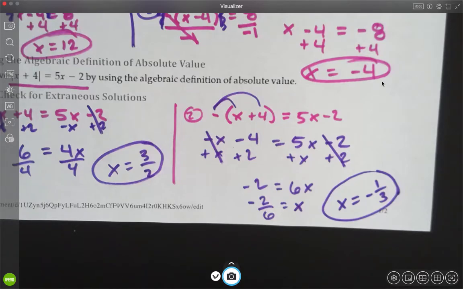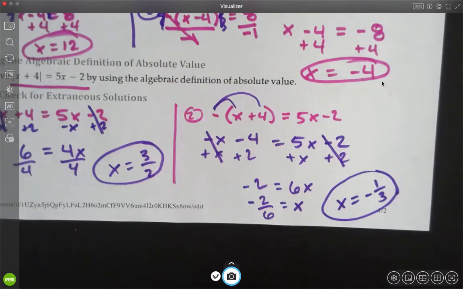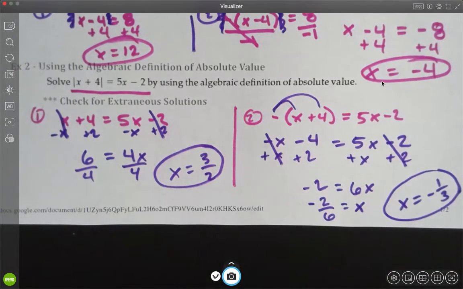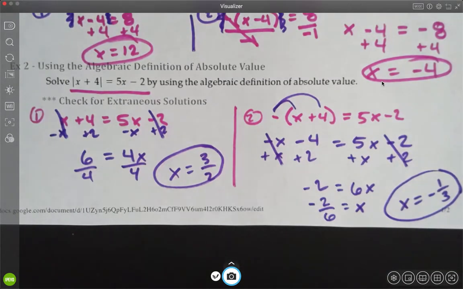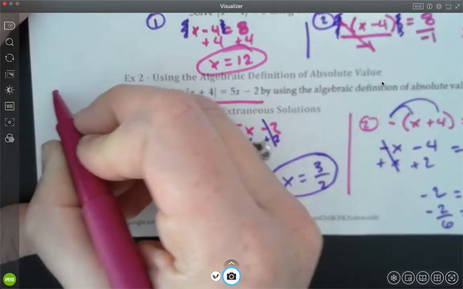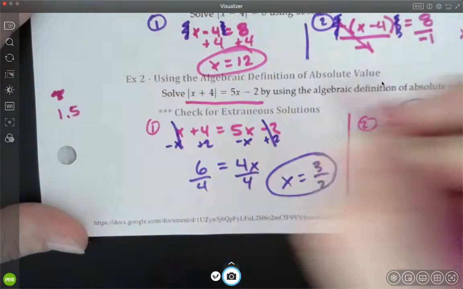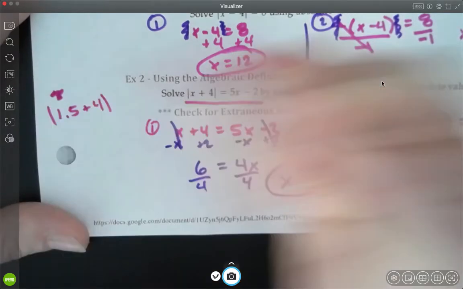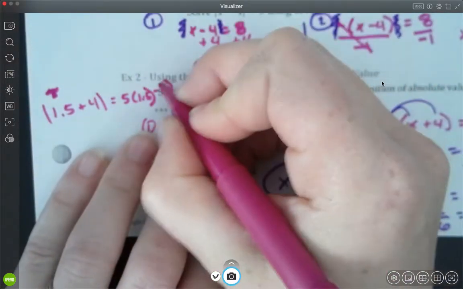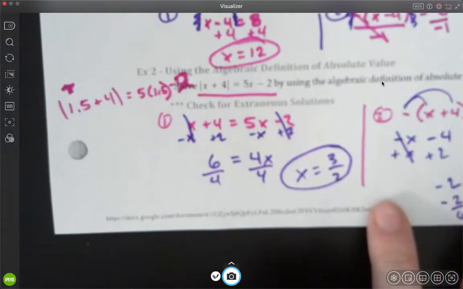Now hold on just a second. It says, check for extraneous solutions. That means that one right there. Check for errors. This means plug it back in and make sure that it works, because sometimes you will get flukes in there where it will not work. So let's try 3 over 2, or let's call it 1.5. 1.5 plus 4 absolute value equals 5 times 1.5 minus 2. Do you see what I'm doing? I'm plugging the three halves back into the equation.